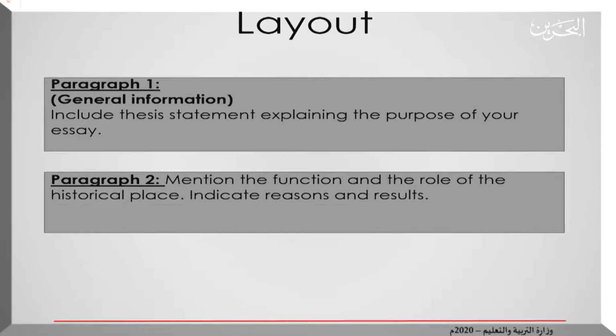Let's move to the second paragraph. You will mention the function as well as the role of historical places in general, and then you will be specific with the historical place that you have chosen. Don't forget, here is where you need to indicate reasons and results. Here is where you have to use the expressions that we have already spoken about, like consequently, so that, as a result. These expressions are going to be used in the second paragraph.